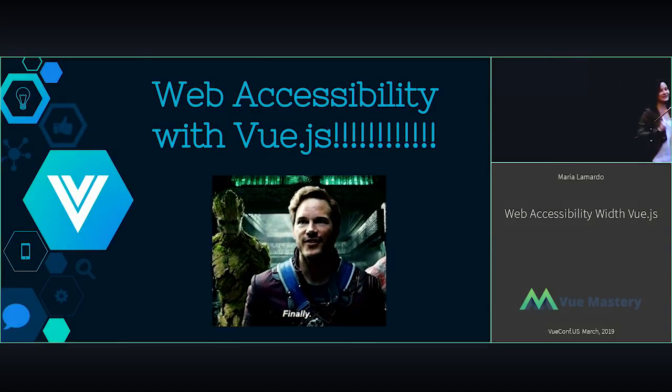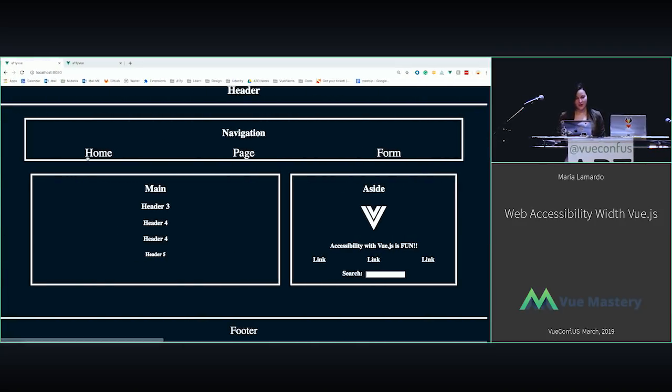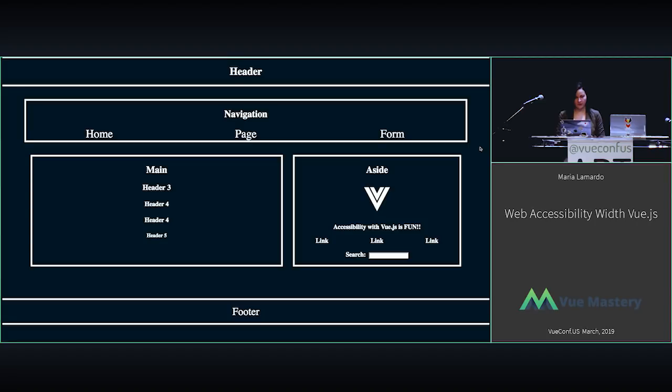Okay guys, so let's play around with some accessibility with Vue. I've created this application and it kind of looks like a skeleton of what a page would look like. So we have a header, navigation with some links, then we have a main content with some headers, and an aside with an awesome little tag there, and then some links and a search bar.